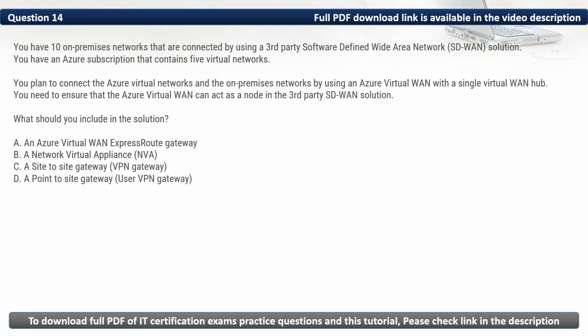Here in this question, we are planning to connect the Azure virtual networks and the on-premises networks by using an Azure virtual WAN with a single virtual WAN hub. So, we need to ensure that the virtual WAN can act as a node in the third-party SD-WAN solution. As such, we should include a network virtual appliance in the solution. Thus, the correct option is B.